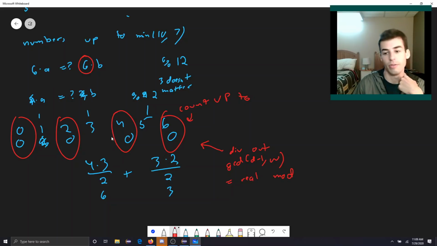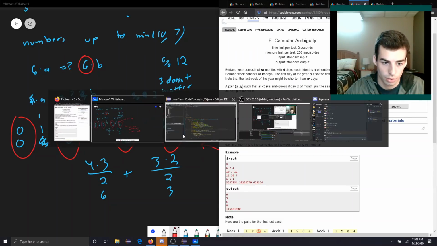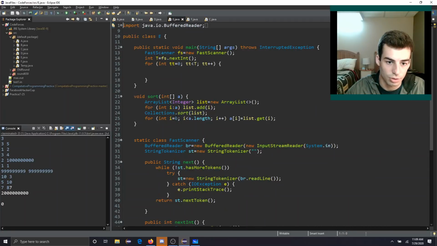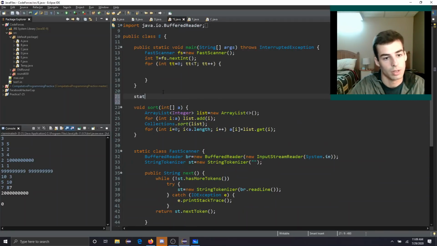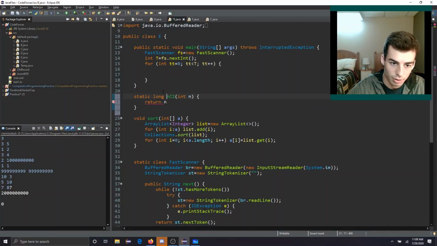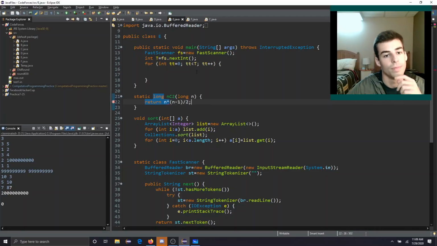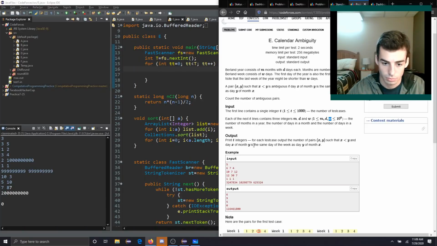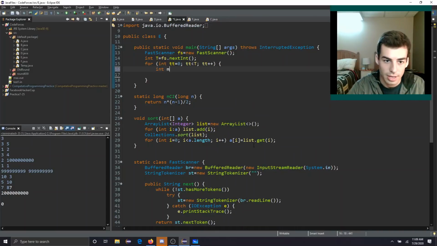Now we have a bunch of things that occur 4 times and also a bunch of things that occur 3 times. Okay. I think that's not actually too bad. Static long n choose 2, this needs to be a long, return n times n minus 1 over 2. N equals this, D equals this, W equals this.